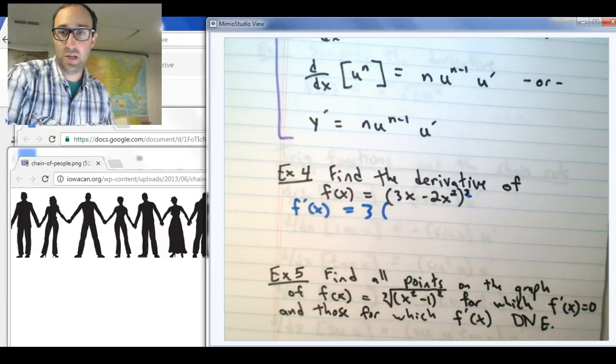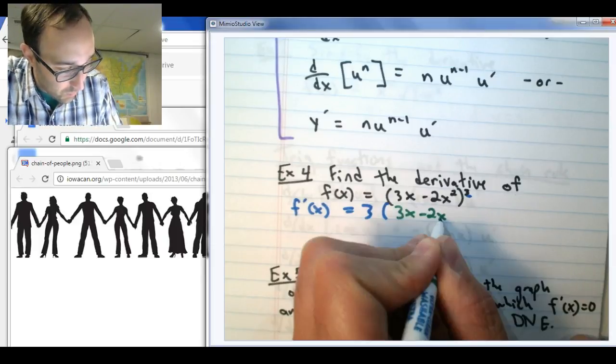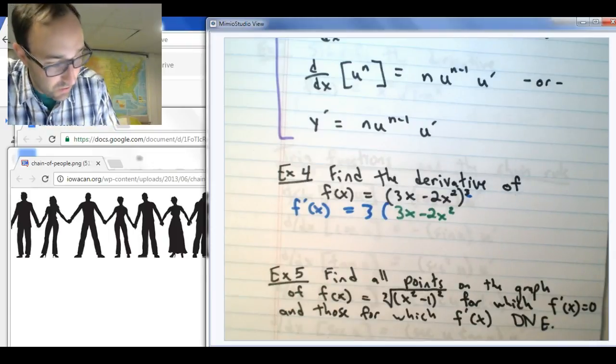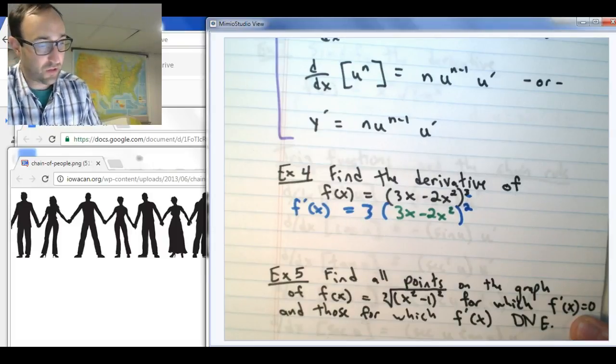I'm going to actually put this in a different color. The 3x minus 2x squared. And that's going to be to the n minus 1, since it was 3, now it's 2. And then I have to multiply that by the derivative of u. So what's the derivative of u?